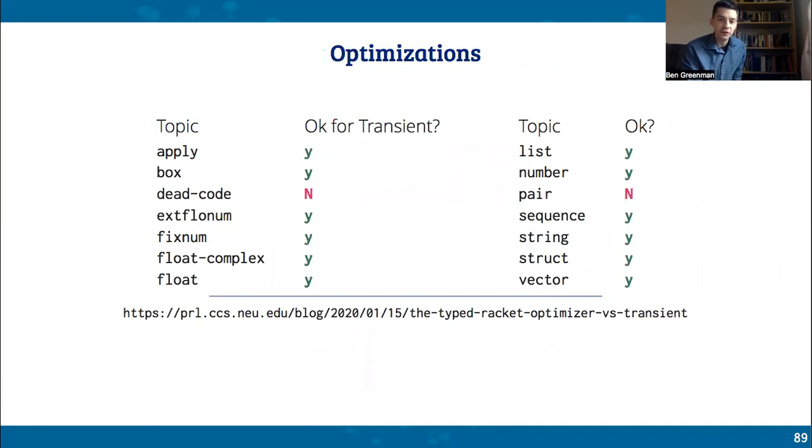Here's a quick table of all the optimizations in Typed Racket and whether or not they work with transient. Only 2 of them we had to turn off because they were using deep types that go beyond the shapes that we were checking. And if you'd like to learn more about that, please check out the blog post linked below.